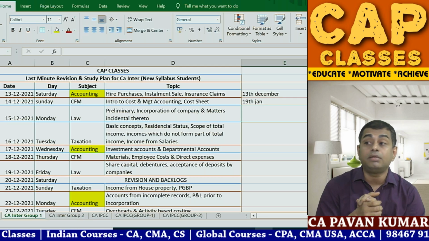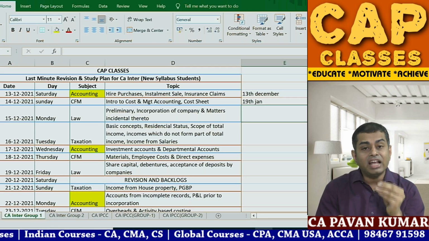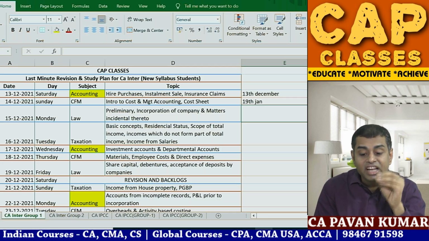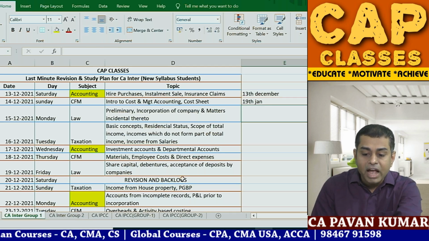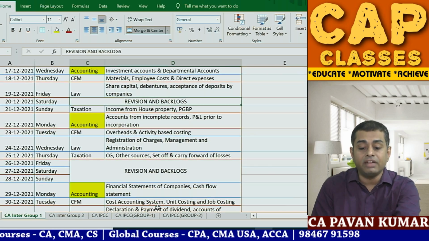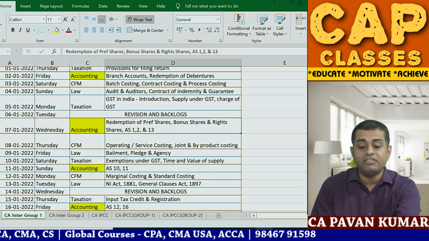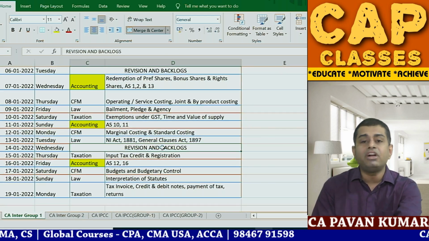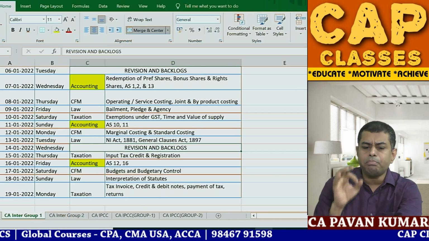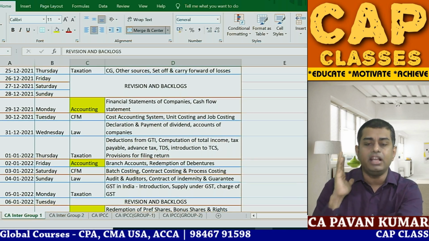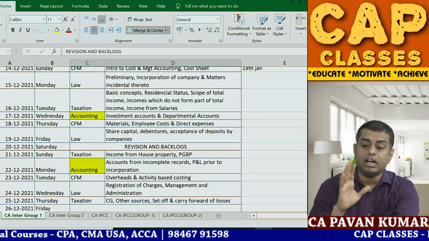But Pavan sir, exams are from 21st only. But I have given enough time to revise also. Look here, revision and backlog: 1 day is given here, then 3 days are given here, again 1 day, and again 1 day. So you will be perfectly exam ready. You will be ready for the exam 100%.